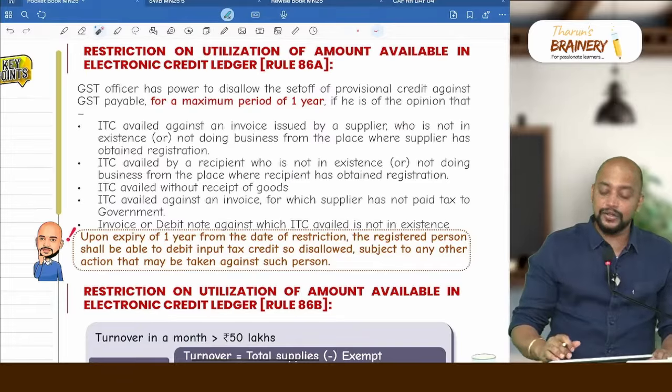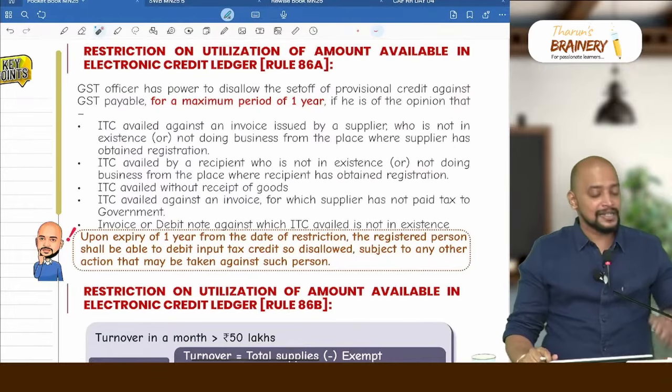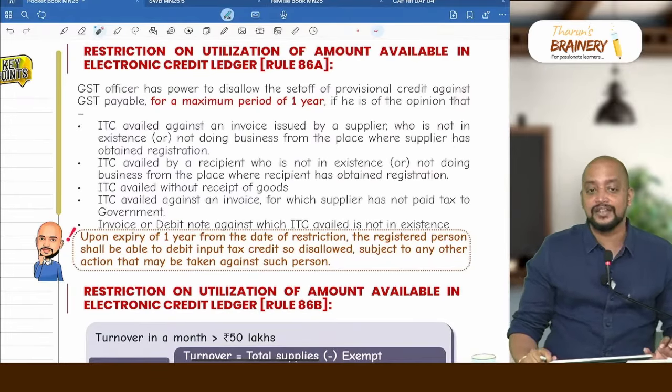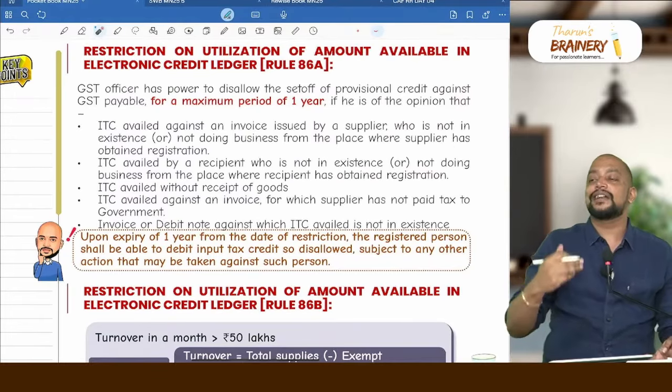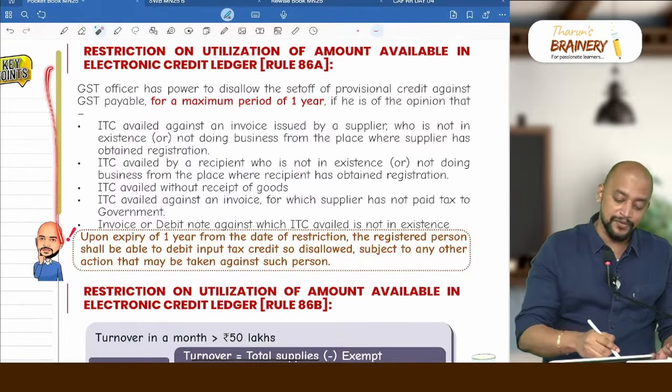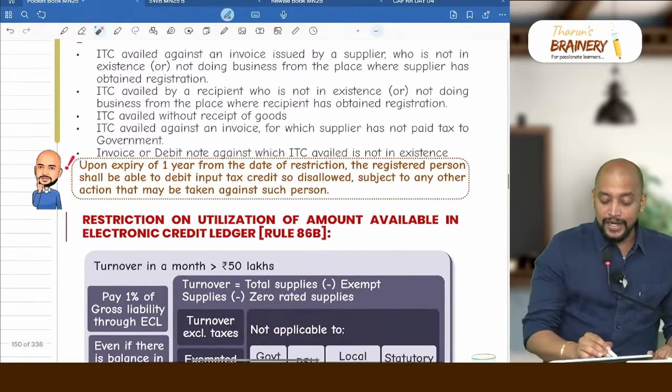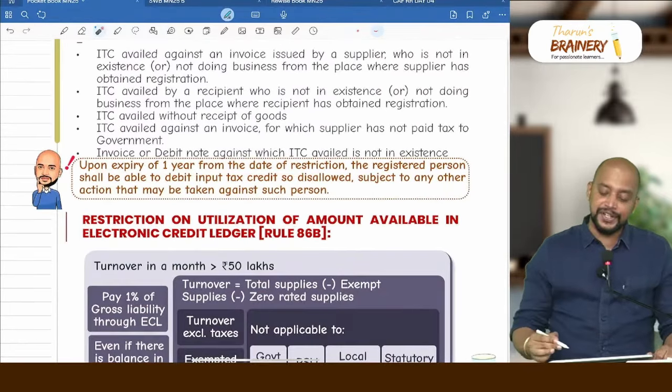So which means for whose mistake, who is penalized? Supplier's mistake, recipient is penalized. Because of that, the recipient puts pressure on the supplier so that the supplier will comply. Then what is the government doing? They are preparing a provision like this: upon expiry of 1 year from the date of restriction, the registered person shall be able to debit the input tax credit so disallowed, subject to any other action that may be taken against such person.